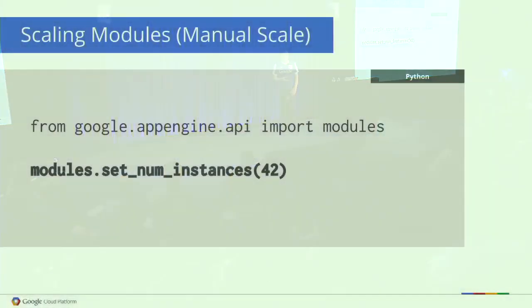For modules such as manual scale modules, we have the option, as I think Julia showed you earlier, to control scalability programmatically by saying modules.setNumInstances. We want 42 of them, and that's very easy to do.